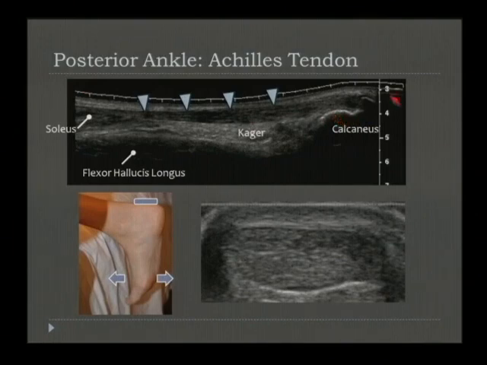And when we're looking at the insertion on the calcaneus, remember it's somewhat curved, and as discussed in many of the other sections and lectures, you want to change your angle of incidence to parallel this area to get rid of any anisotropy and not overcall areas of tendinopathy or partial thickness tearing.